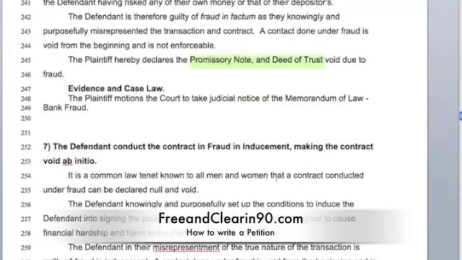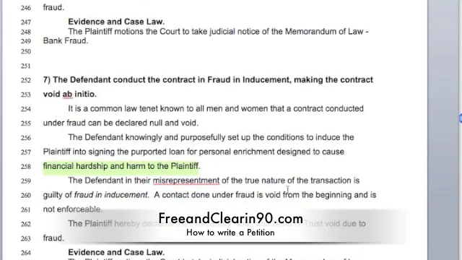Okay, they conducted fraud in inducement. They purposely and knowingly set up the condition to induce the plaintiff into signing the proposed loan designed to cause financial harm and hardship to the plaintiff. They misrepresented the true nature of the transaction, thus guilty of fraud in inducement.